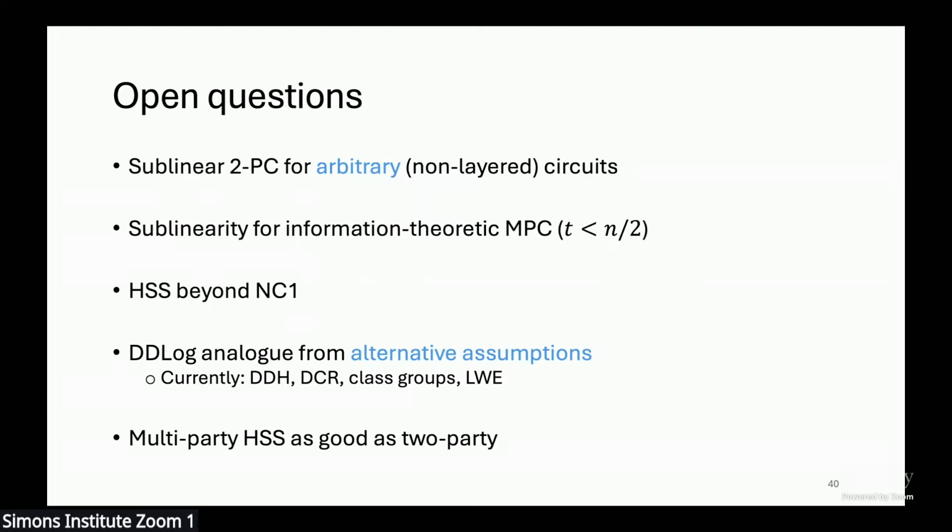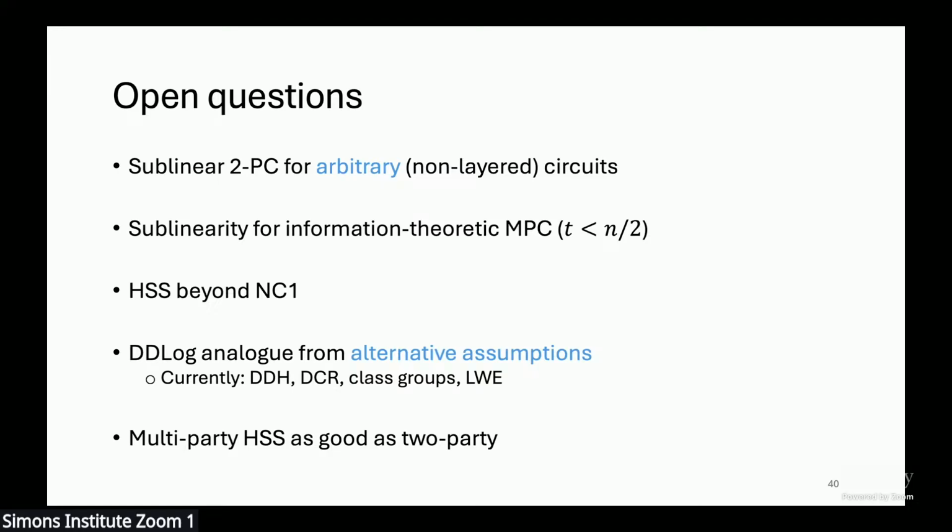So yeah, firstly, removing this layered requirement on the circuit for almost all of these constructions is a wide open problem as far as I know. Secondly, in the information theoretic setting, we only have these results using correlated randomness. So we don't know what happens if you want, say, information theoretic MPC with an honest majority with t less than n/2. Is it even possible to bypass the circuit size barrier in that setting?